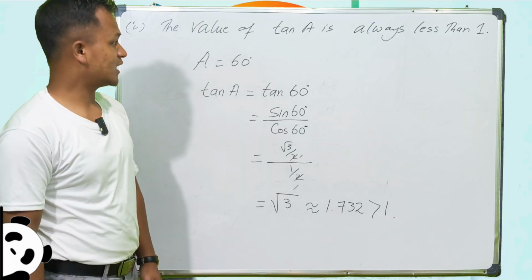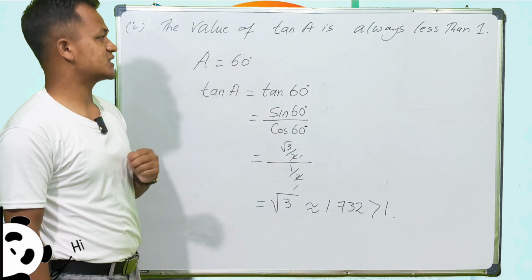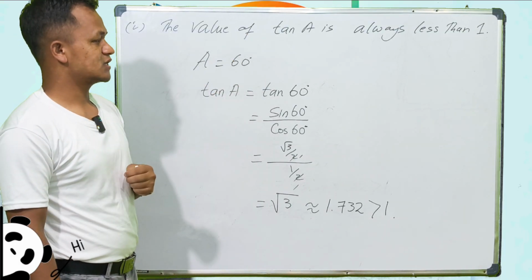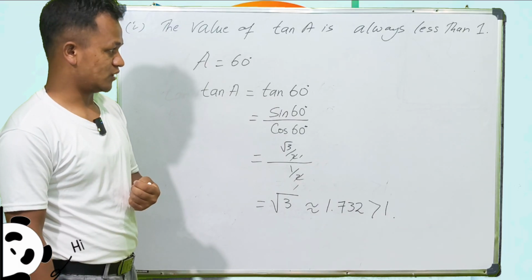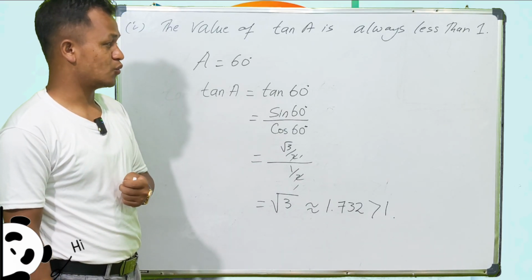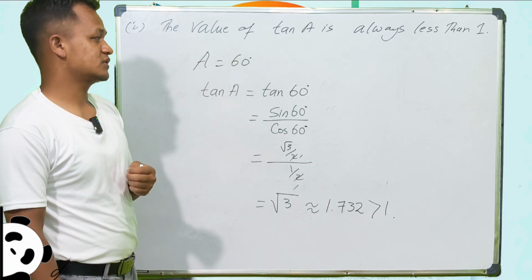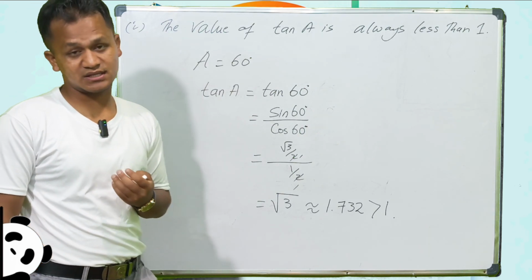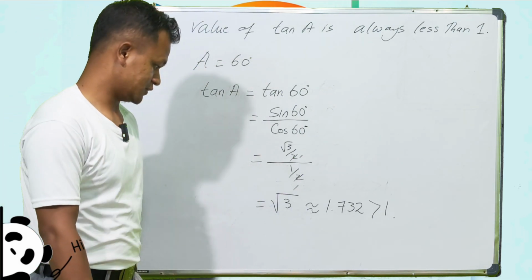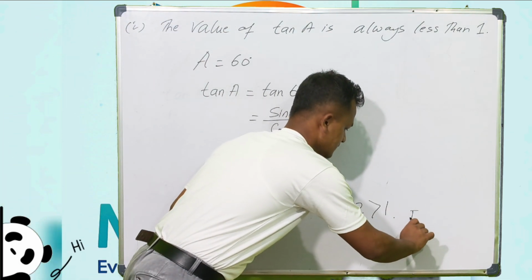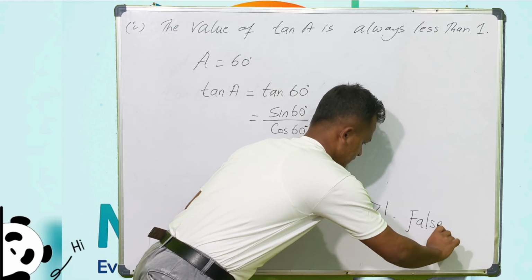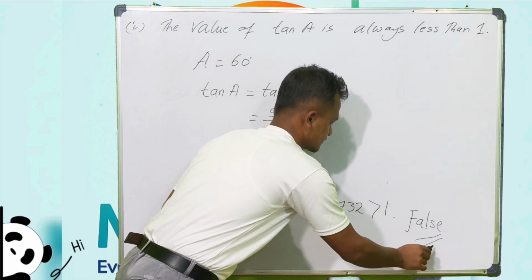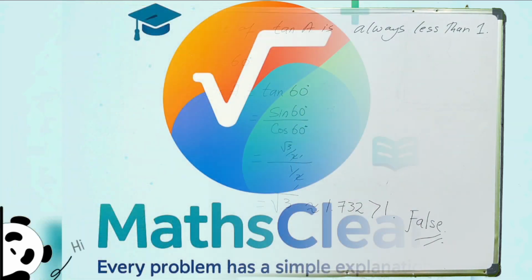Hence, we can conclude that for angle A equal to 60 degree, tan A is not always less than 1, but is greater than 1, which breaks this given statement. Thus, we can say that the given statement is false. So that's the answer.